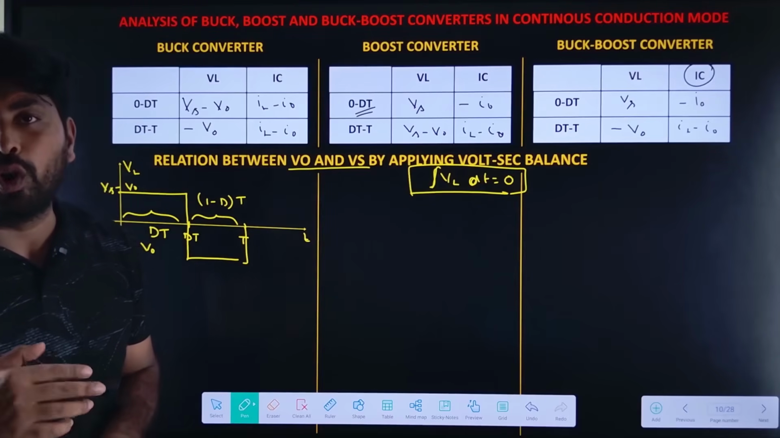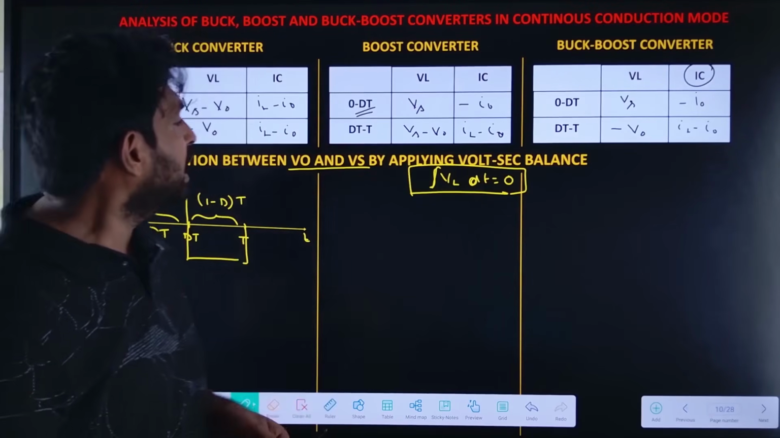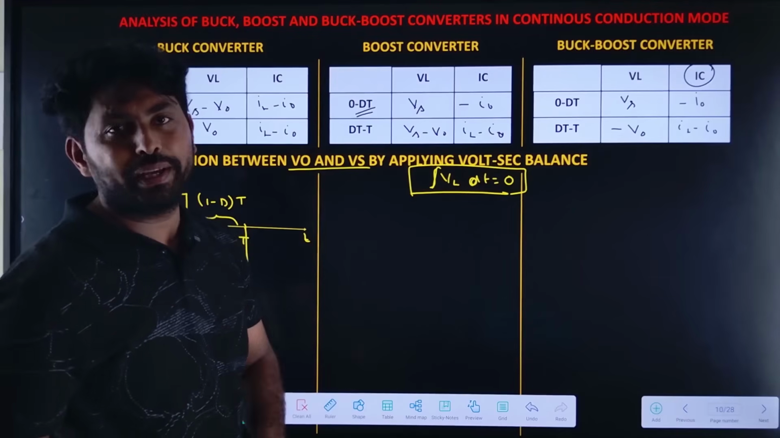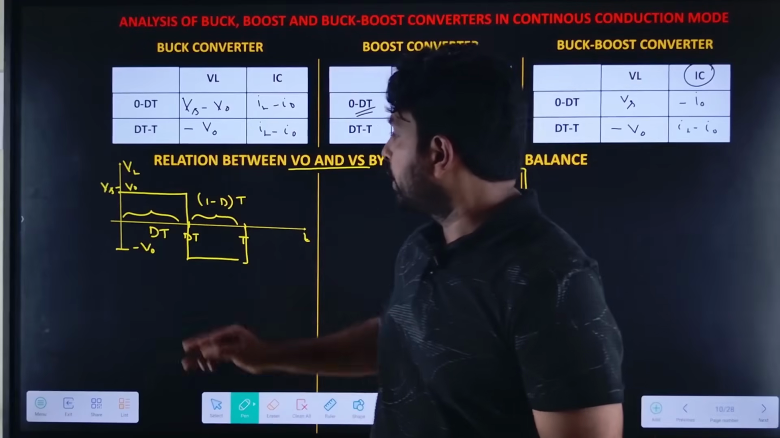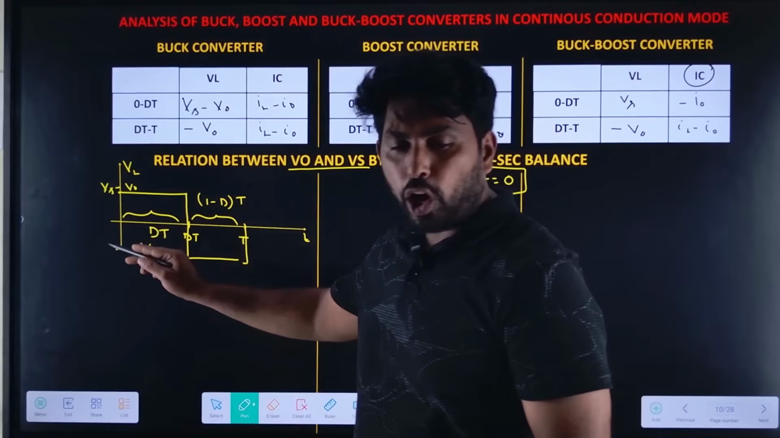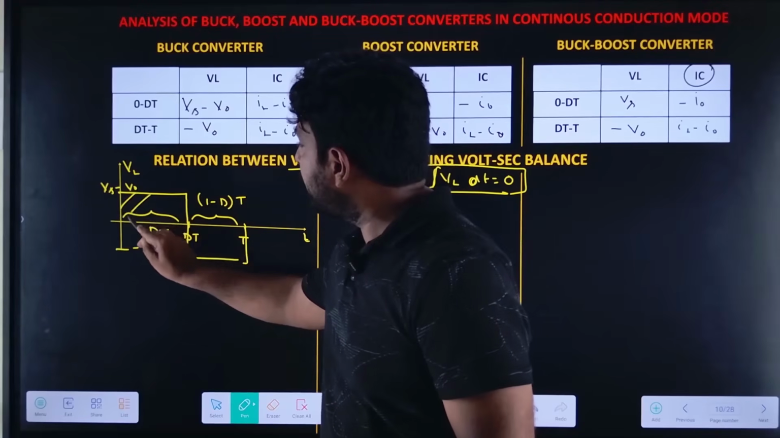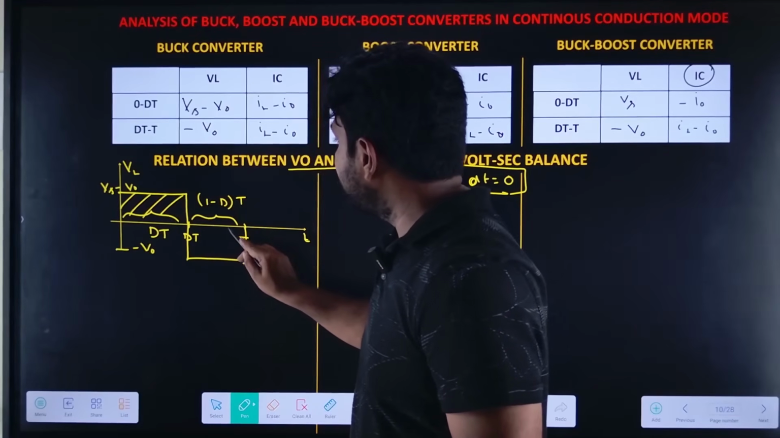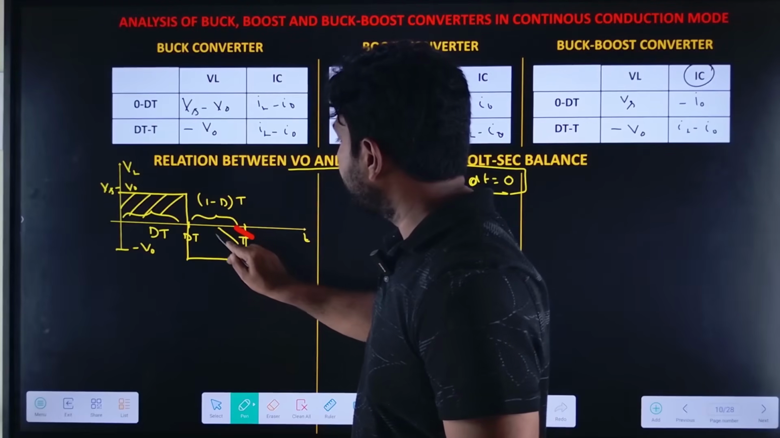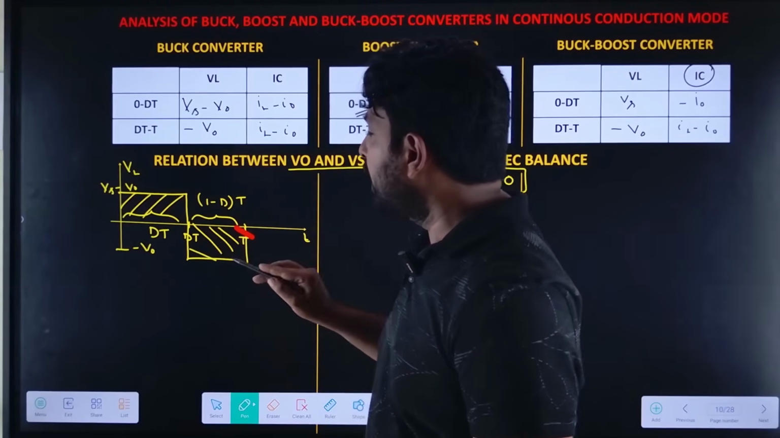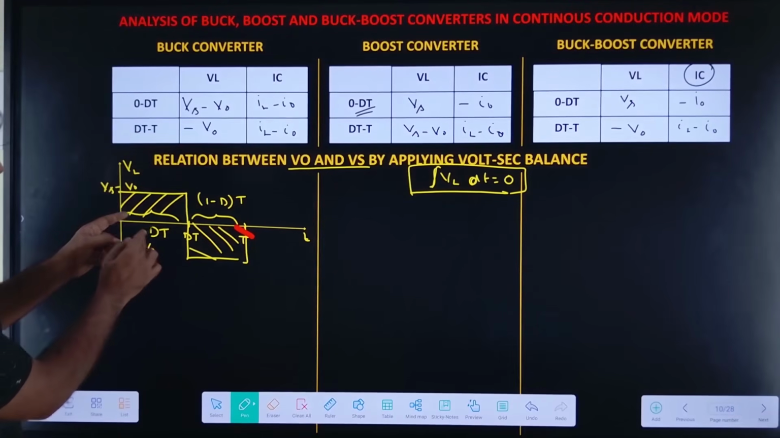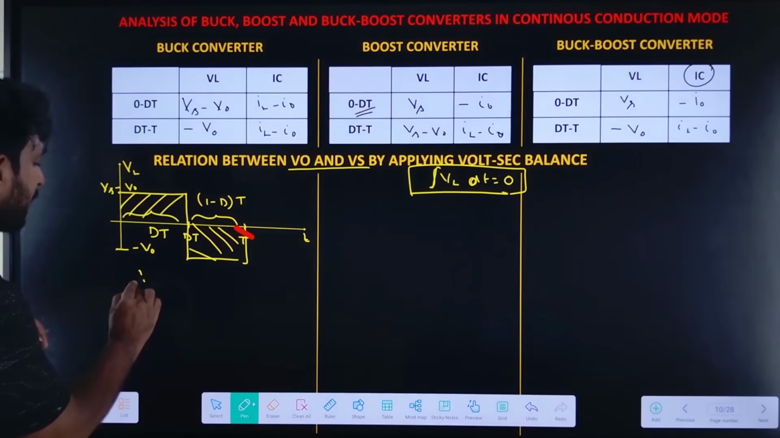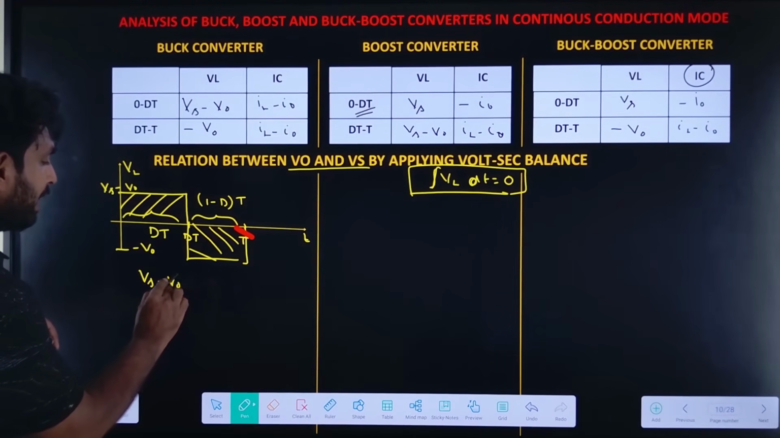So apply the volt-second balance. What is the volt-second balance? If you find the net area, it should be equal to 0. So how can you find the net area? Here this area we need to find, and this area we need to find. If you find the total area, it should be 0. What is the total area? So the area of the rectangle, which is equal to Vs minus V naught into dt.